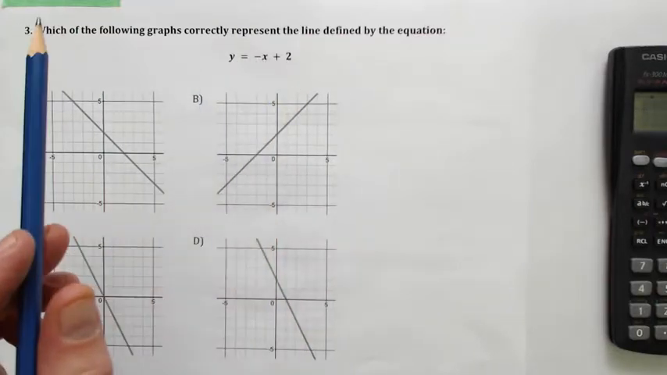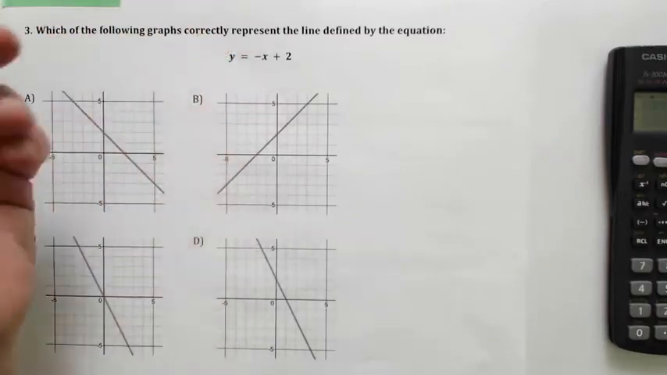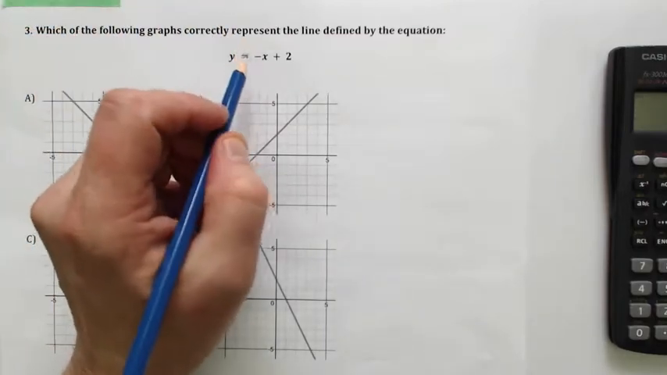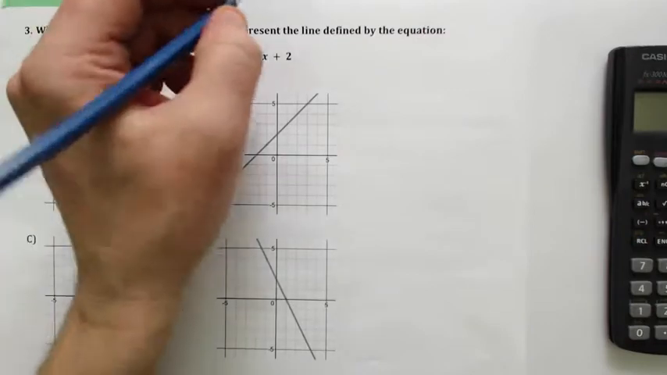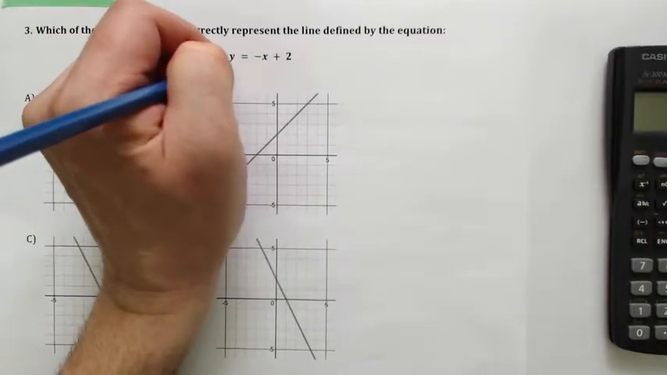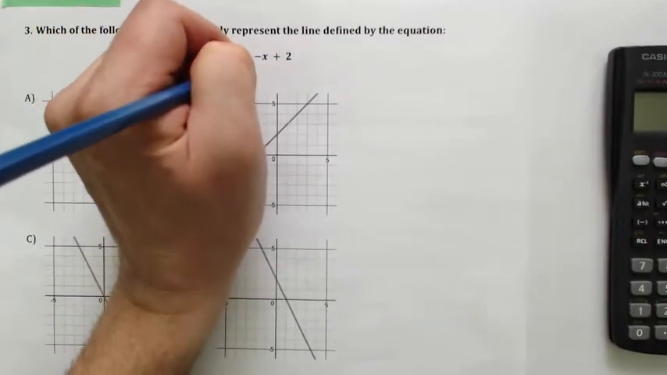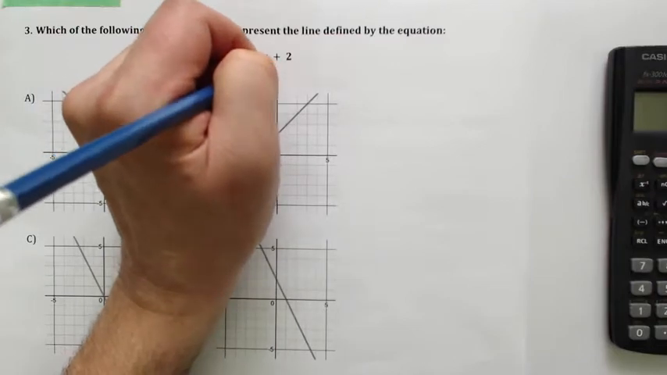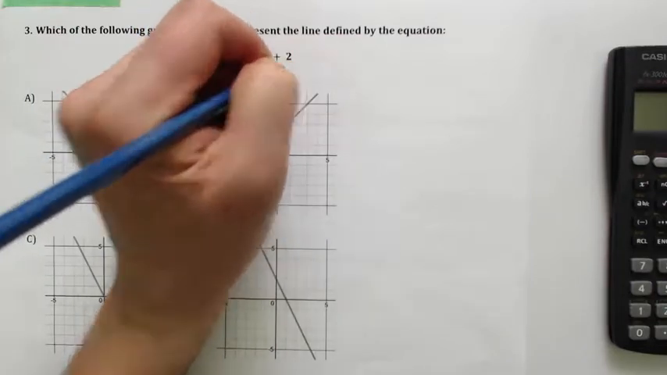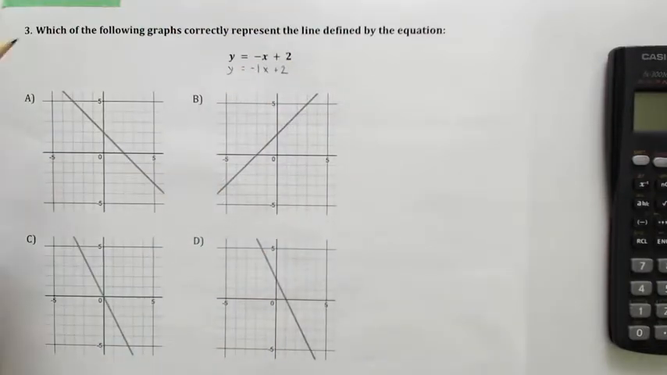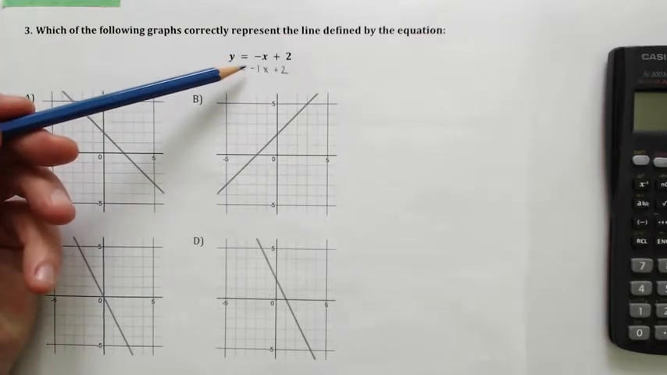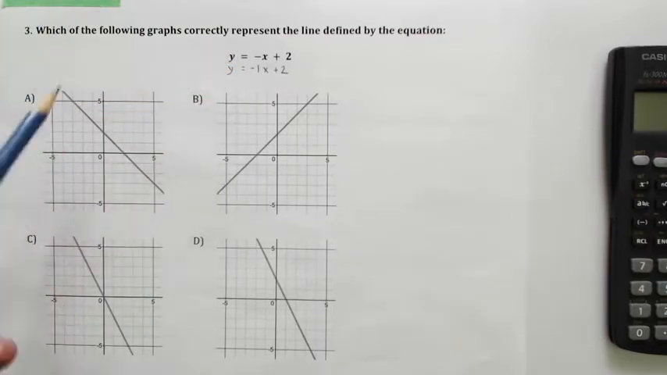Well, you'll remember from the video you just watched that there is a number there. We just don't write it. We don't bother writing the number 1 when it's in front of a variable. So we can rewrite this as y is equal to negative 1x plus 2. So there is a rate of change. The rate of change is negative 1. The question then is, well, which of these 4 graphs represents this situation?